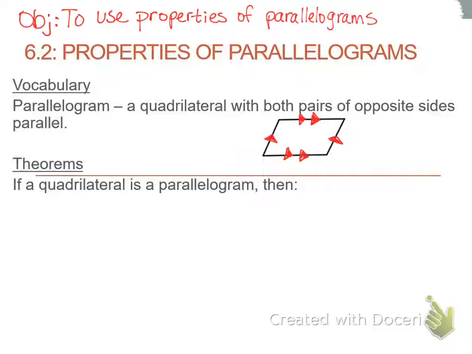The symbol for a parallelogram is a little parallelogram. So it would be this figure without the arrows on it, just a little one. You just make a little parallelogram. A little parallelogram is the symbol that we use. It's kind of like a slanted rectangle.